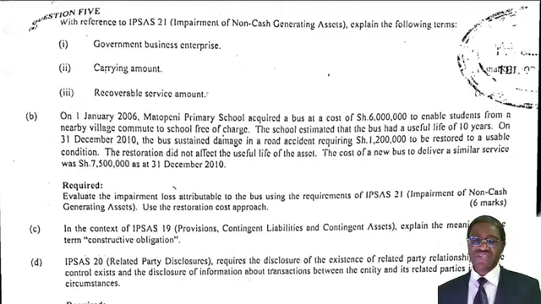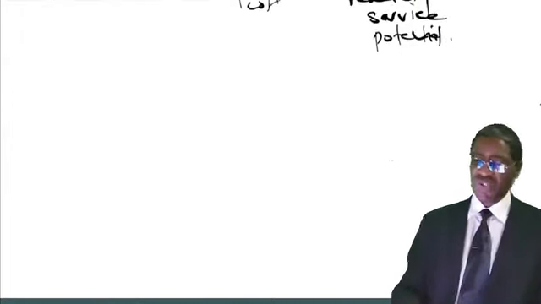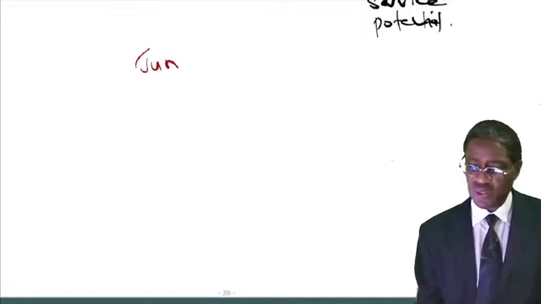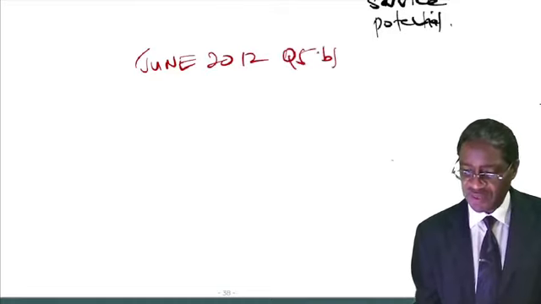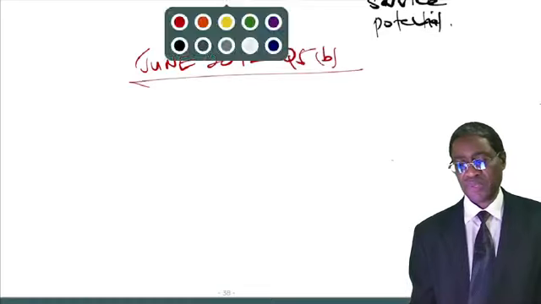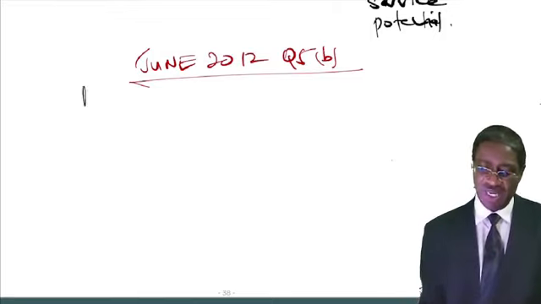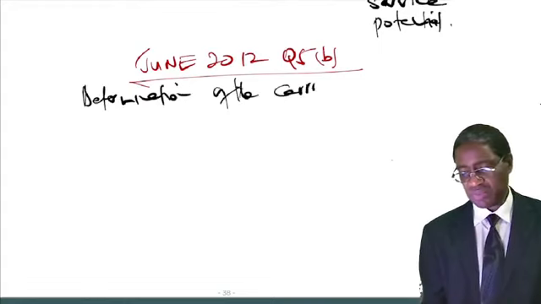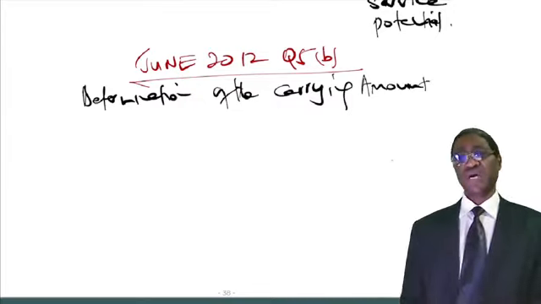So with that, let's first compute the carrying amount of the asset. Good. So we are doing a question of June 2012. It was question 5B. Let's first calculate what we are calling the carrying amount. Write: determination of the carrying amount.